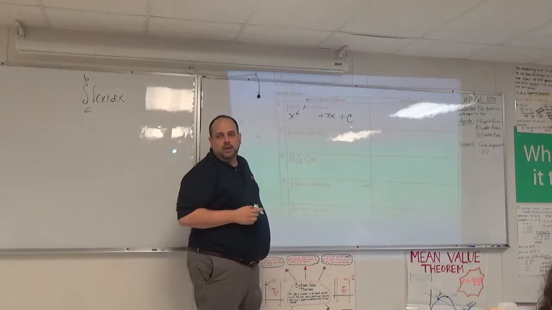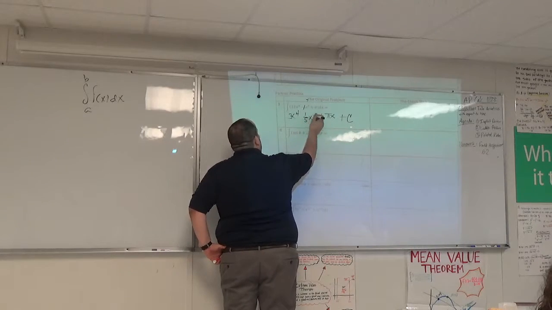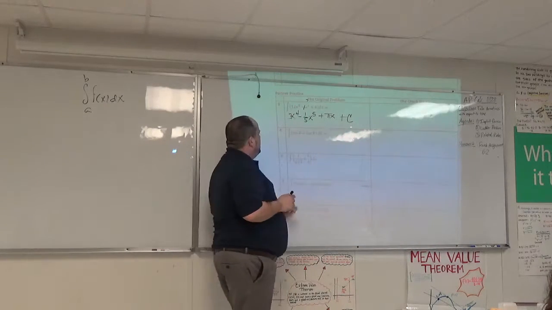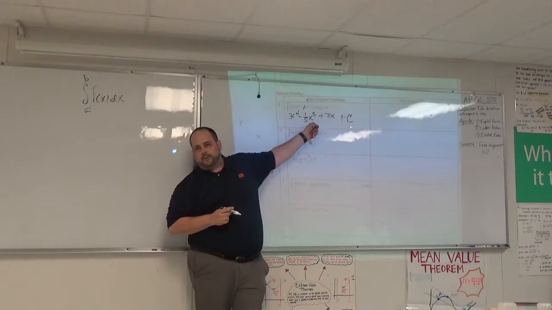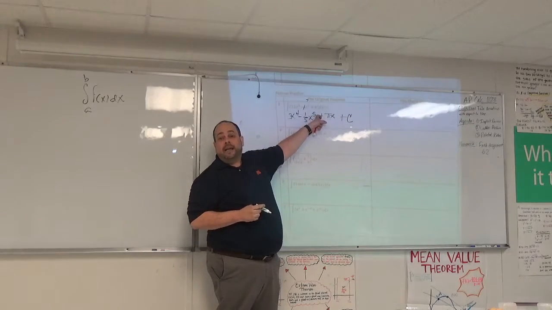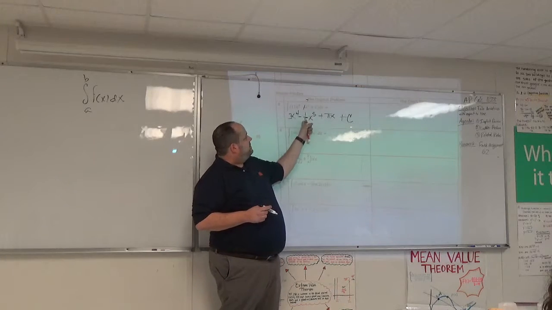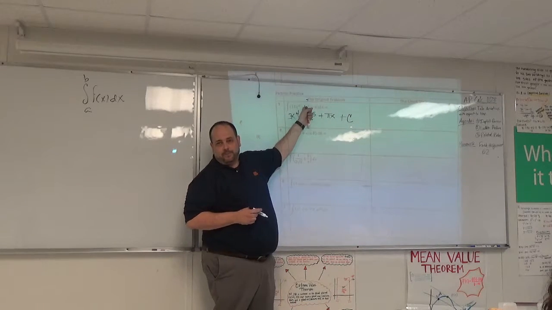Well, I know the answer is 1/5. The answer is going to be 1/5 x to the fifth. Convince me that 1/5 x to the fifth is going to be the right way to go. Because the power rule says bring the power down and multiply. 5 times 1/5 gives me that one.